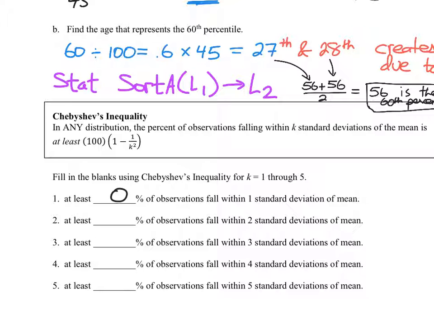So at least 0% of the data would be within 1 standard deviation of the mean. I agree with that. Yeah, you should have at least 0% of the data. At least 75% would fall within 2 standard deviations. The empirical rule says 95%. 95 is at least 75%, so check. Then 88.8 repeated. Within 3 standard deviations, well, the empirical rule says 99.7, which is definitely at least 88.8. Then 93 and 3/4.